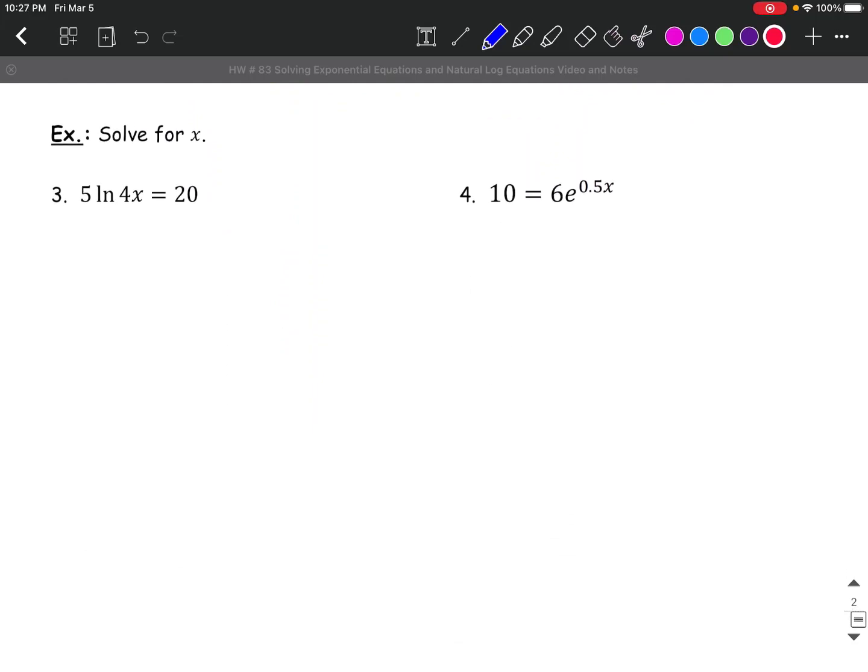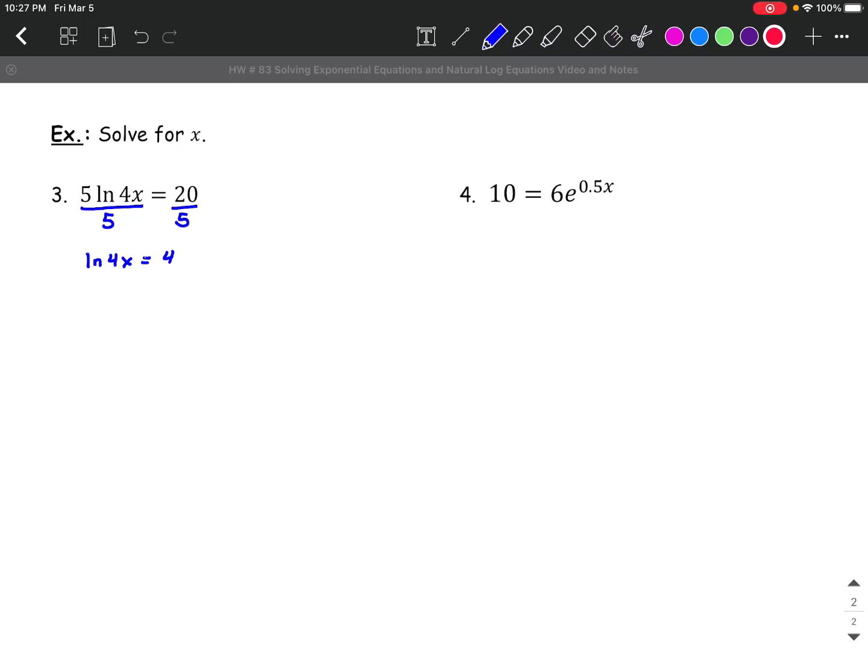Now, let's try 2 more equations, one of each type. So here we have an equation with a log. 5 times the natural log of 4x equals 20. So step 1, we want to get the log by itself. We're going to divide both sides by 5. So the natural log of 4x equals 4.